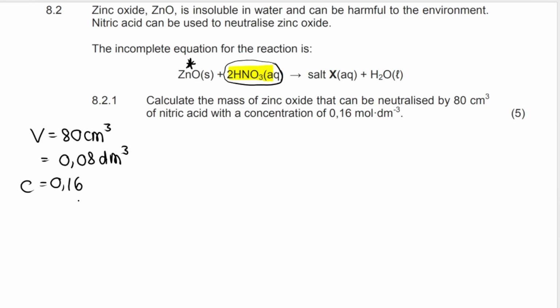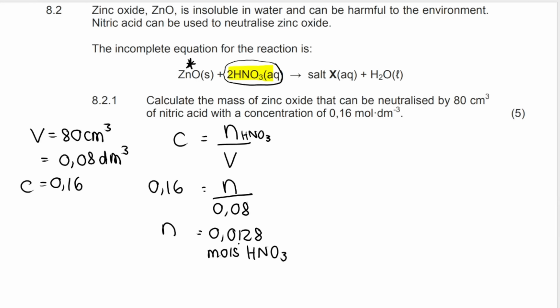convert the information given to moles of nitric acid. So we're going to use the formula C is equal to N over V. It's always good to just let the examiner know, or your teacher know, what you're calculating the moles of. So you can see I use this little subscript to tell my teacher I'm calculating the moles of HNO3. You substitute your values in. So 0.16, I'm looking for moles, volume is 0.08. So I get 0.0128 moles of nitric acid.